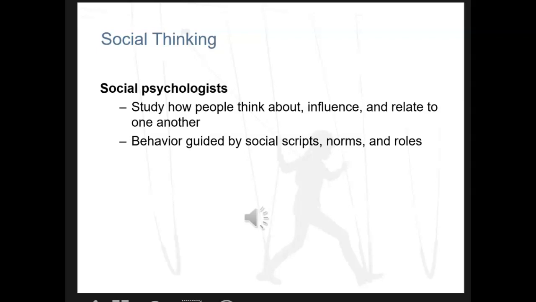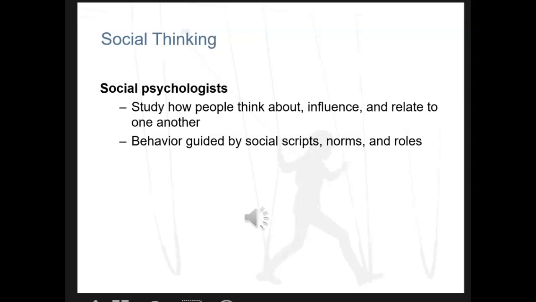Our behaviors are also influenced by social scripts, social norms, and social roles. So what a social script is, is kind of an outline of how we should behave in various situations. For example, how do you behave on a date? How do you behave when you go to the movies? How do you behave when you go to a party? So scripts give us a basic understanding of how to behave in different situations.